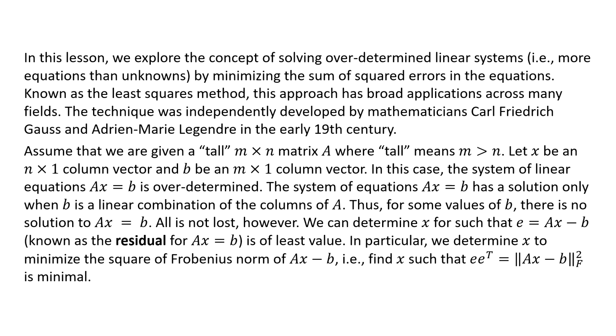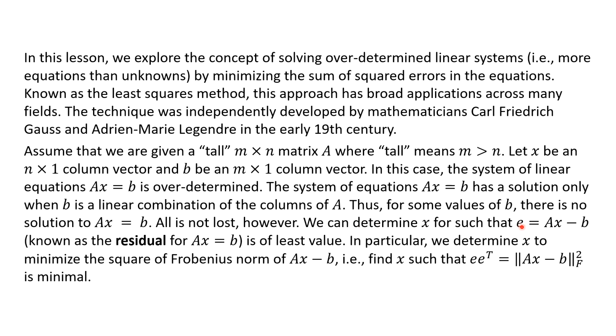So getting to the specifics, assume that we are given a tall m by n matrix A, where tall means m is greater than n. Let x be an n by 1 column vector and b be an m by 1 column vector. In this case, the system of linear equations Ax equals b is overdetermined. The system Ax equals b has a solution only when b is a linear combination of the columns of A. Otherwise, we don't have a solution. And in fact, that's the case we want to look at, where we don't have an exact solution. But we do have a methodology to get something close, or hopefully close, to a solution.